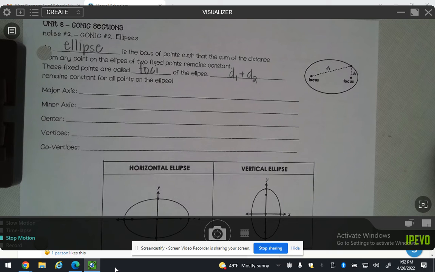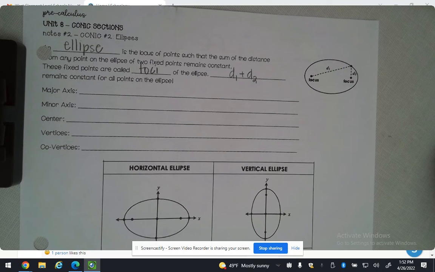We won't focus on that little D1 and that little D2 very much because these are what you're going to need to be able to graph them. Okay? Every single time you'll have to find those 5 things. Length, center, vertices, co-vertices, major axis.